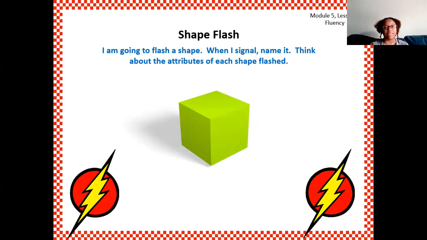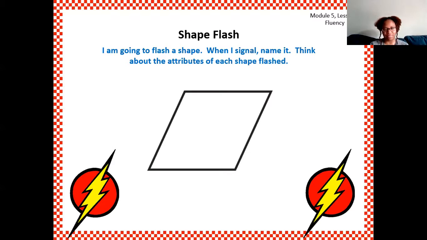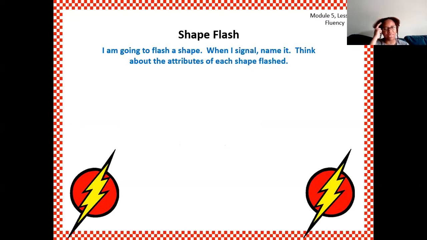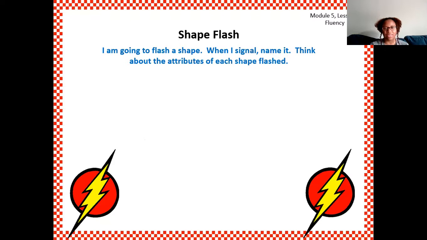This one is another 3D shape. It was a cube because the face on the shape was a square. How about this one? I'm gonna give you a little bit of think time to remember what word that could be. It was a rhombus. And how about this one? Don't get tricked. Remember that was a 3D shape. And it's called a cylinder.